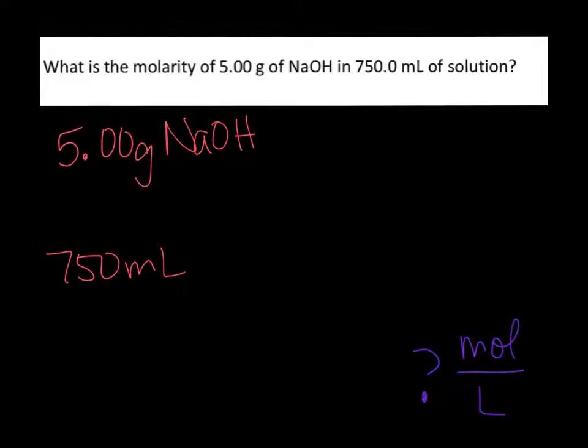So it's going to be, the grams needs to change into moles, and the milliliters has to change into liters. So if I have to change grams to moles, I'm going to use molar mass, and the molar mass of sodium hydroxide is 40.